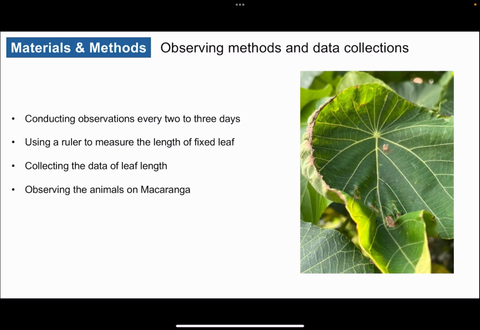We also attempt to observe the animals on Macaranga, learning to identify the species, determine whether they are specific to the plant, and understand the relationship between associated animals and the plant after the typhoon. And each time we take a photo, we try to keep the camera angle as consistent as possible. In addition, we select leaves of similar size for observation.